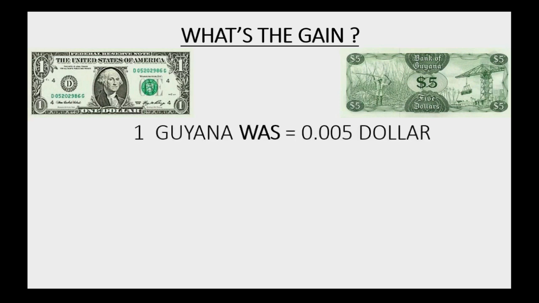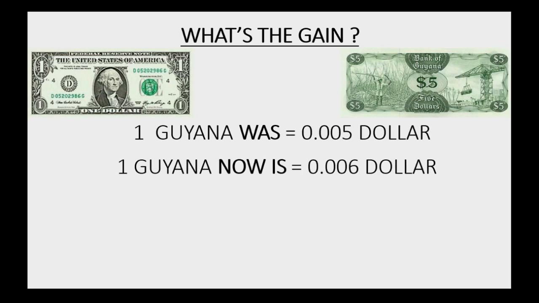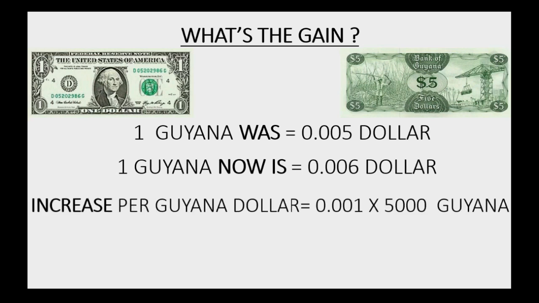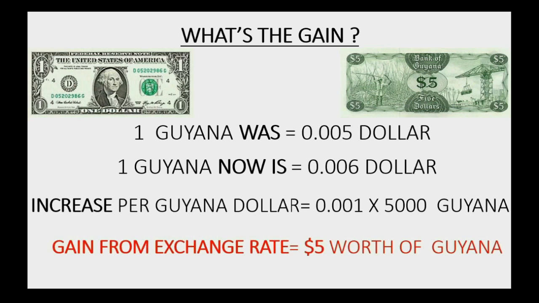So what's the gain? Well, the Guyana dollar was 0.005 at the moment we made the invoice, and now at the moment we're getting paid, the Guyana dollar is now worth 0.006. There is an increase per Guyana dollar of 0.001. And since we received 5,000 of the 10,000, that means the gain from this payment that we receive is $5. 5 US dollars worth of Guyana dollars anyway. 5 US dollars is the gain because it's 0.001 of a dollar times 5,000.